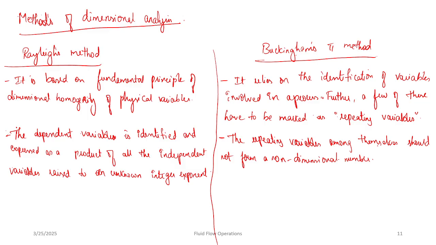So coming back to Rayleigh method, equating the indices of n fundamental dimensions of variables involves n independent equations. So if there are n number of fundamental dimensions, then we'll be getting n number of equations.